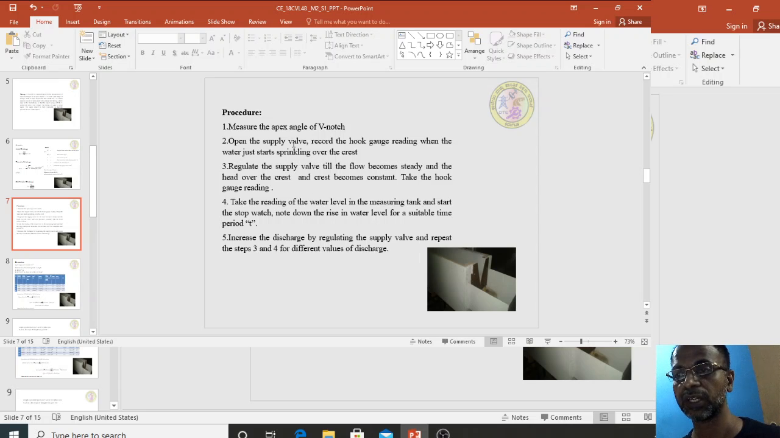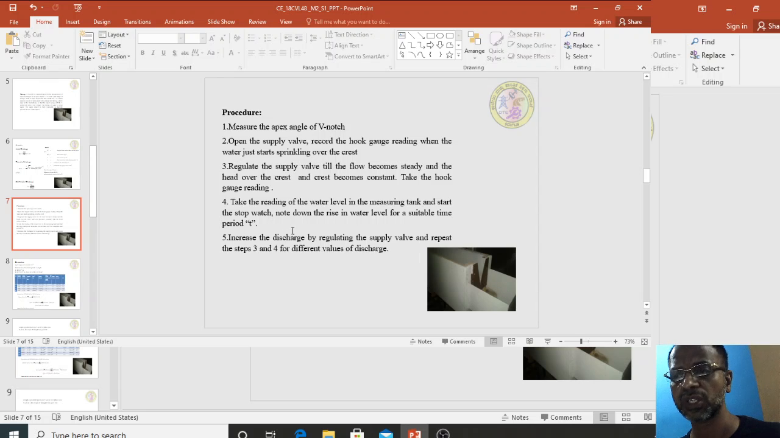as I showed in the beginning, and record the hook gauge reading. When you open the supply valve, water starts flowing. When the first nappe moves, bring the hook gauge here and record that reading. When water just starts sprinkling over the crest, regulate the supply valve till the flow becomes steady and the head over the crest becomes constant. Take the hook gauge reading. That means you have to take the second reading.